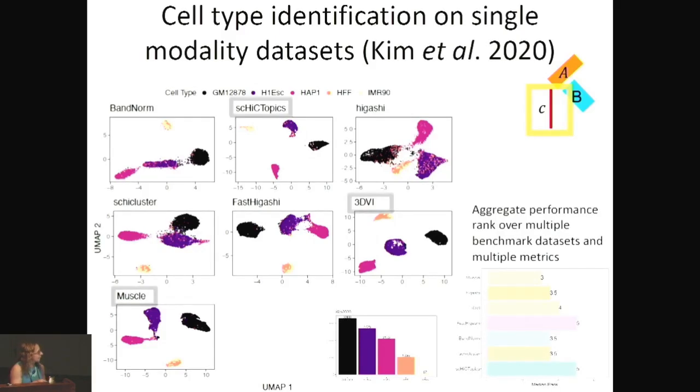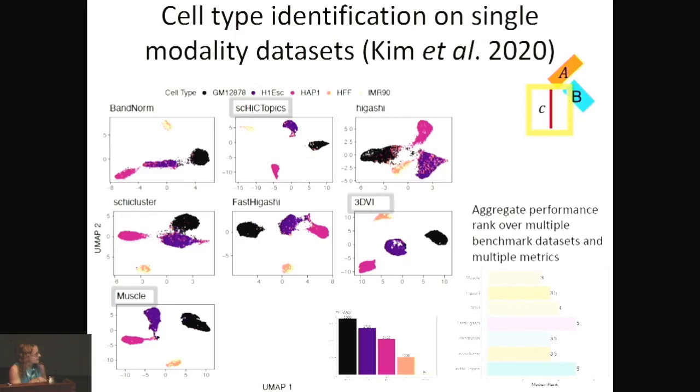And as we can see, most methods are doing a pretty good job in terms of getting the major cell lines here. Everyone is struggling with IMR 90 because there are so few IMR 90 cells in this setting. And then most notably, scHiC topics, 3DVI, and muscle are performing pretty well in terms of separating these cell types. So this is one showcase.